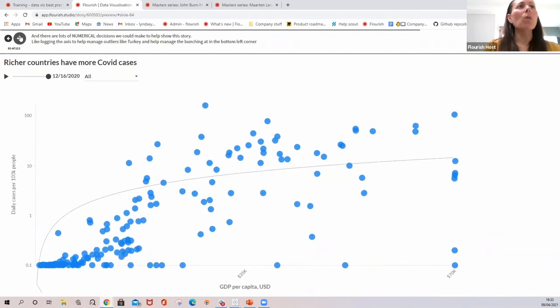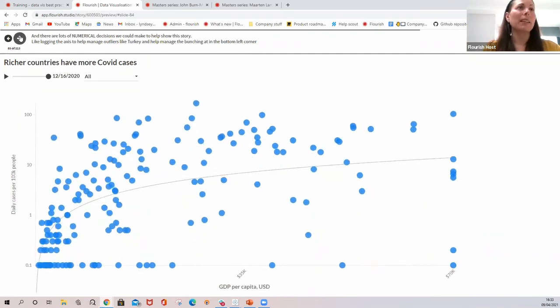In scatter, there are lots of numerical decisions we can make to help tell our story. So here we've logged the axis because we had quite big outliers like Turkey that were making our relationship not look so strong. And we had a lot of bunching down in the bottom left-hand corner where there's a lot of less rich countries with fewer cases.